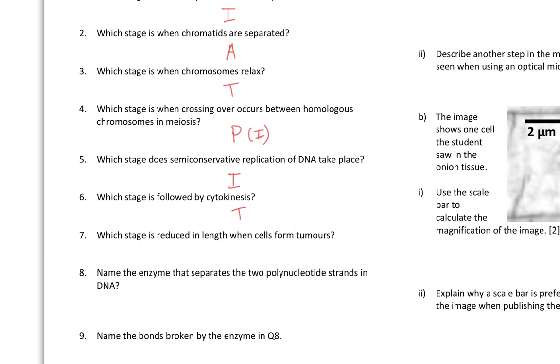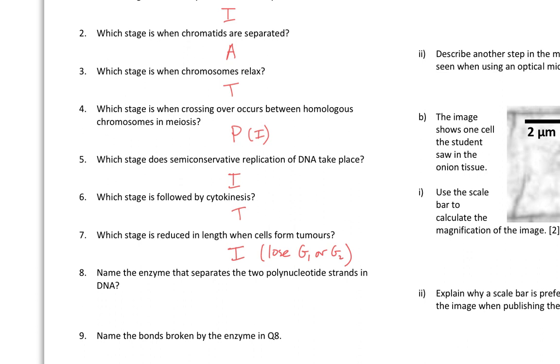The stage that's reduced in length during tumor formation, well, that's interphase. You lose a G1 or a G2, as in it skips it. It's like advance to go in Monopoly. It just doesn't do that stage. It goes straight to the next stage.